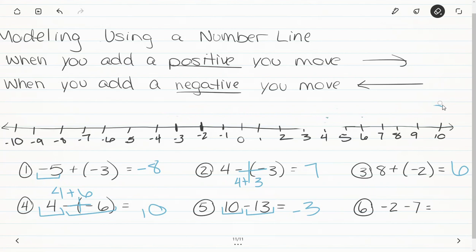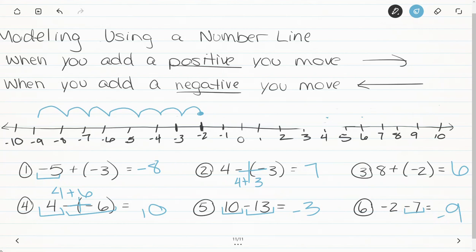All right, and then the last one that we need to do is this negative 2 minus 7. So I'm going to start at negative 2, and it says minus 7 or negative 7. So I'm going to go negative 7, 1, 2, 3, 4, 5, 6, 7. So I land at negative 9. So those are your answers for our number line.